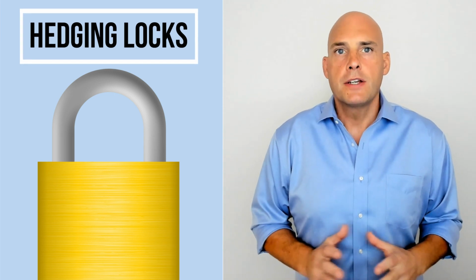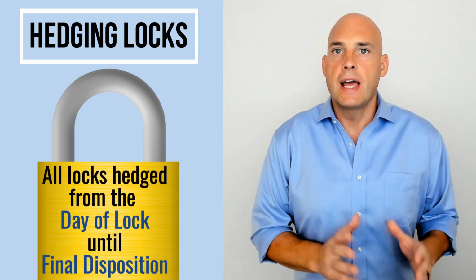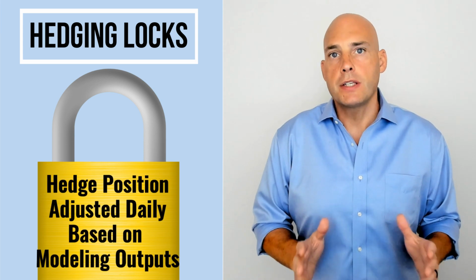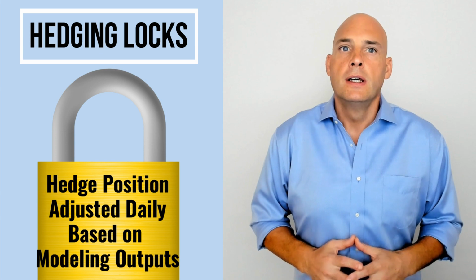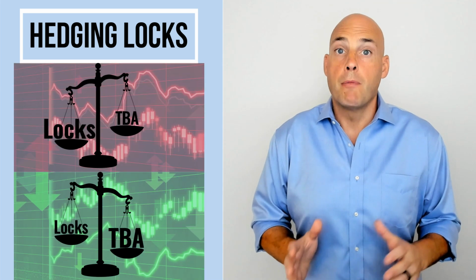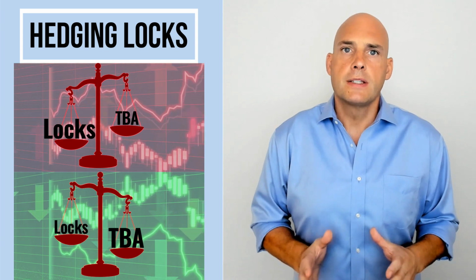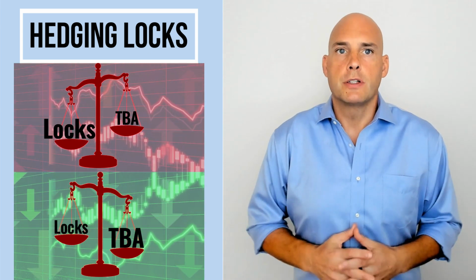To protect against interest rate risk, all locks are hedged from the day of the lock until the loan's final disposition, and the lender's hedge position is adjusted daily based on modeling outputs. If the wrong amount of coverage is applied and the market moves unfavorably, the lender will suffer losses. Let's look at an example when too much or too little hedge coverage is applied.